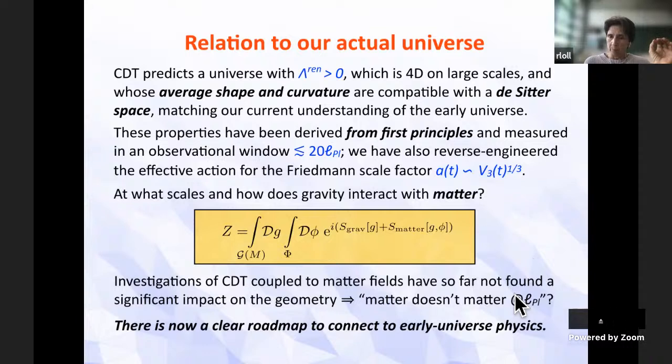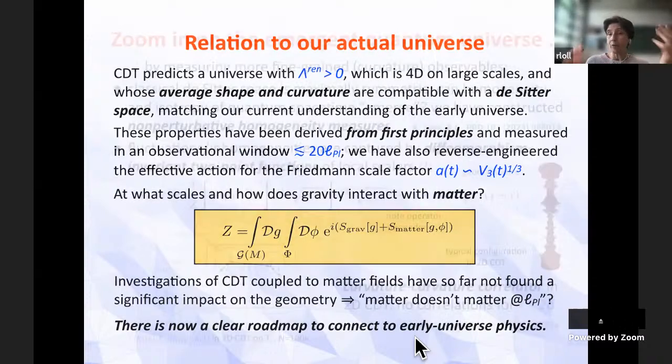Now, preliminarily, we have run experiments like that, looking at the combined system near the Planck scale in this scenario. We haven't found that the matter fields have a very significant impact on the geometry. So a possible conclusion is that matter doesn't matter very much at that scale. What's dominating the whole story is really the geometry, the gravity. This deserves further study, but independent of this, there's now a clear roadmap to connect to phenomenology, and our best bet is early universe physics.